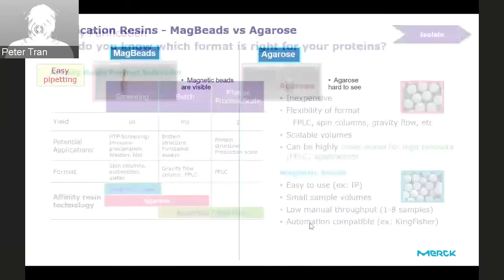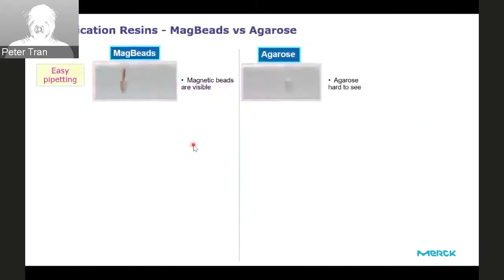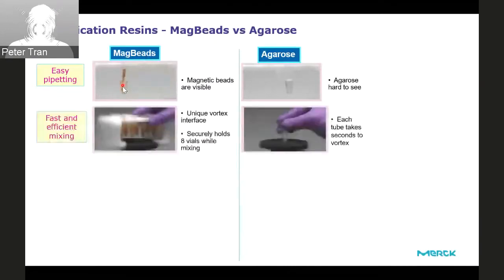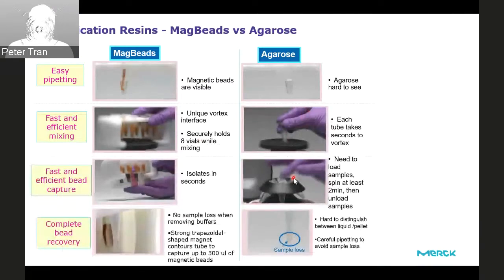And there's one key difference here I want to show you. Magnetic beads can be visualized, right? You can see them clearly because of the color of the bead, but with agarose, it's really hard to see the bead. Therefore, when you handle the sample, you want to remove the unbound material, and it's quite hard to remove all the unbound protein from the agarose bead.